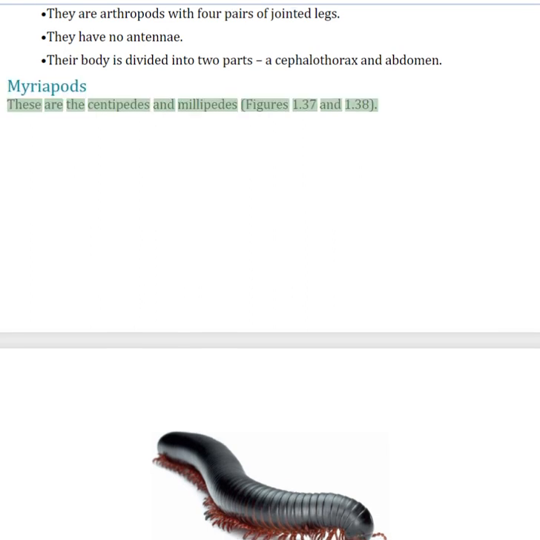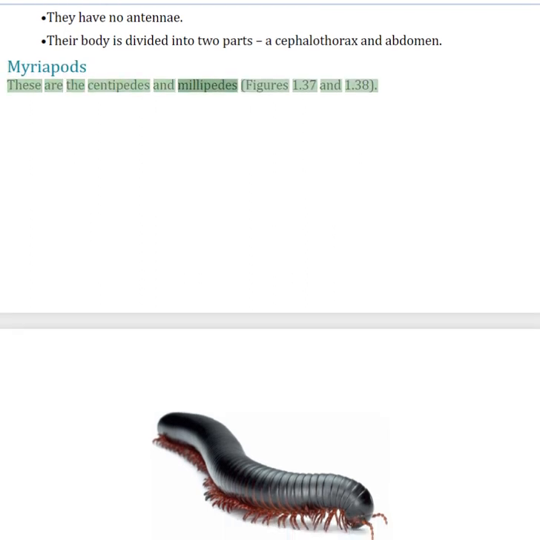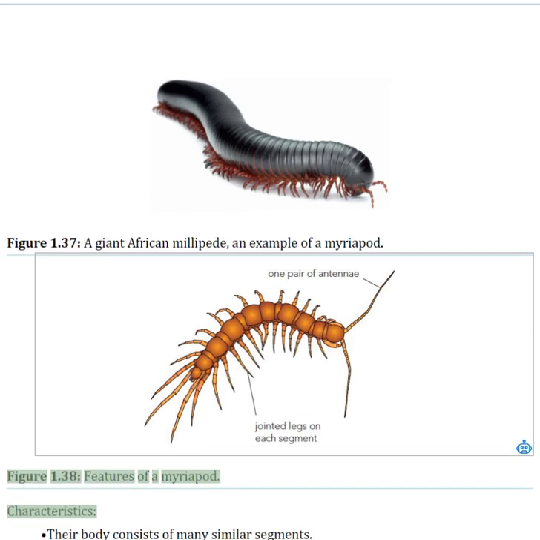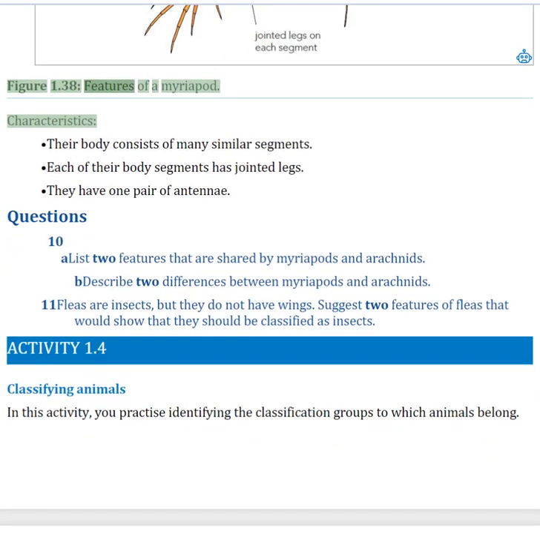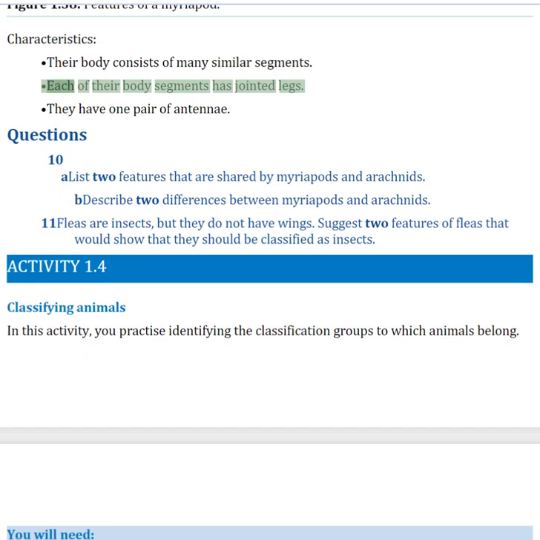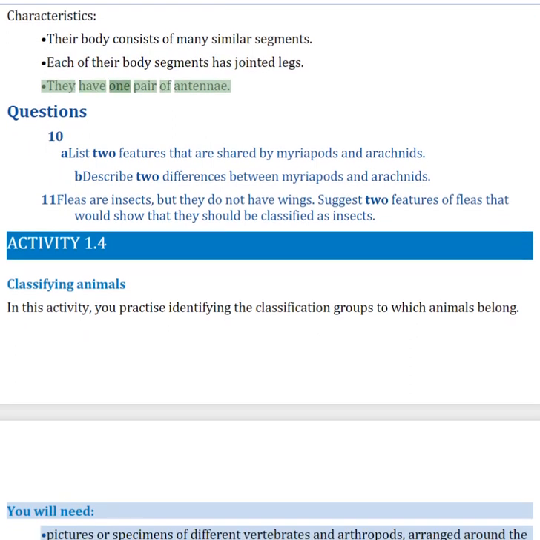Myriapods. These are the centipedes and millipedes. Figure 1.37, a giant African millipede, an example of a myriapod. Figure 1.38, features of a myriapod. Characteristics. Their body consists of many similar segments. Each of their body segments has jointed legs. They have 1 pair of antennae.